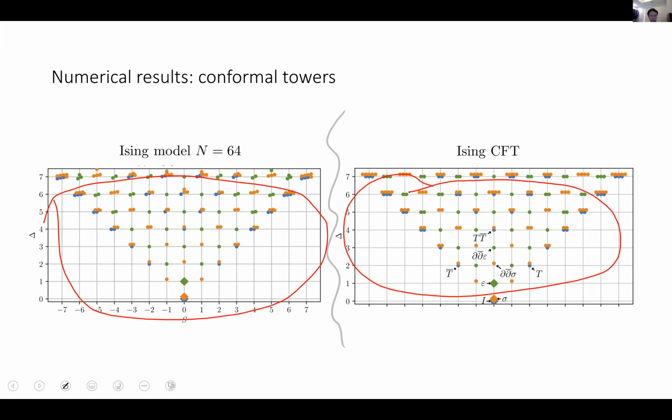Of course, this is for the Ising model, and for other models, it won't be so nice. But still, it shows that by the lattice eigenstates on periodic boundary conditions, even with this small system size of 64, you can get a very good approximation of the conformal data.